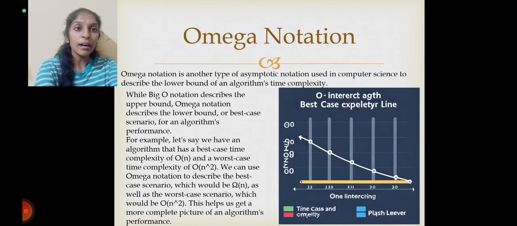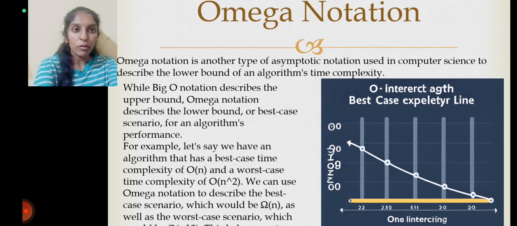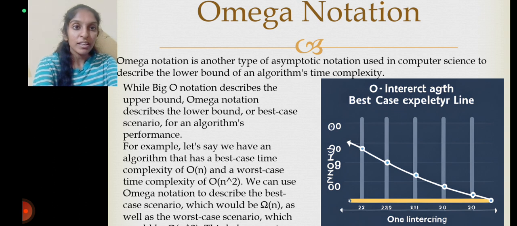Now let us see the omega notation. Omega notation is another type of asymptotic notation used in computer science to describe the lower bound of an algorithm's time complexity. While big O notation describes the upper bound, omega notation describes the lower bound, the best case scenario for an algorithm's performance.